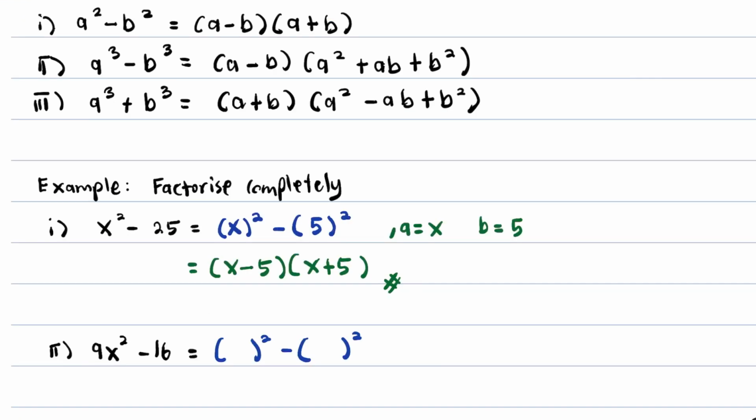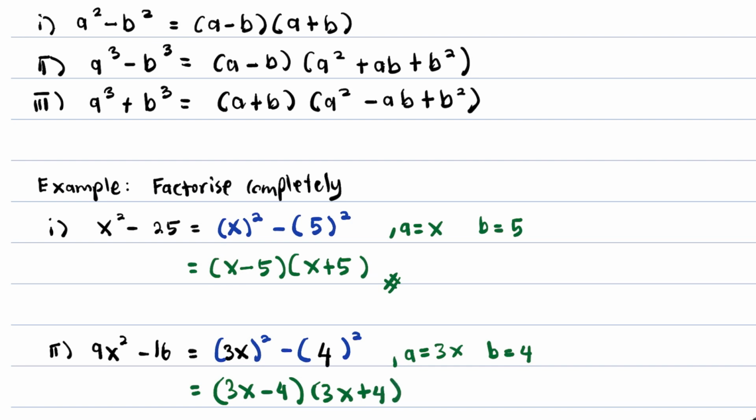What do you get if you square root these? The square root of 9 is 3, and then this would be x. And 16 would be 4, since the square root of 16 is 4. So your a is equivalent to 3x, and your b is equivalent to 4. So it's equivalent to 3x minus 4 and 3x plus 4.